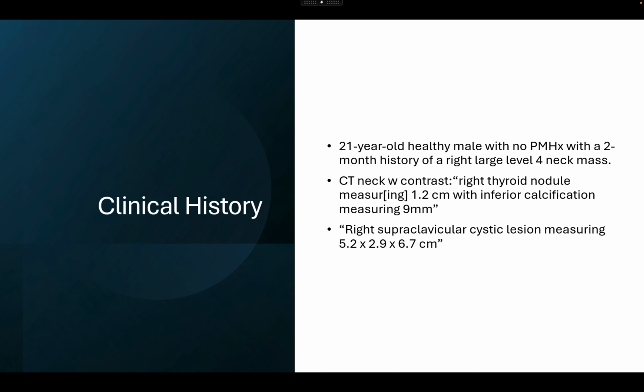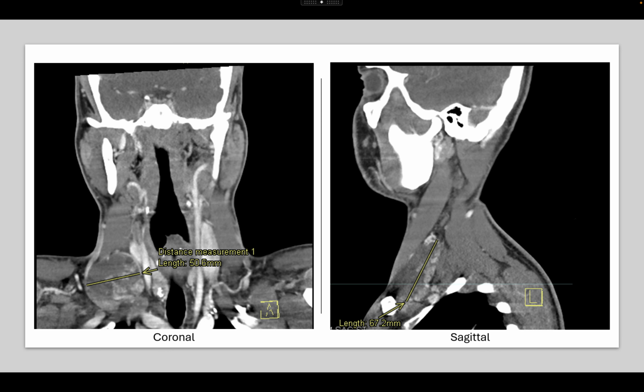The clinical history is a 21-year-old healthy male with no previous medical history with a 2-month history of a right large level 4 neck mass. CT neck with contrast was done and showed a right thyroid nodule measuring 1.2 centimeters with inferior calcification measuring 9 millimeters and a right supraclavicular cystic lesion measuring 5.2 by 2.9 by 6.7 centimeters. So here's a coronal view of this supraclavicular enlarged cystic mass, and here's the sagittal view.